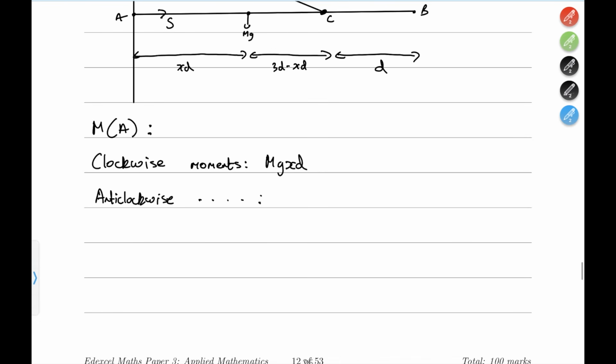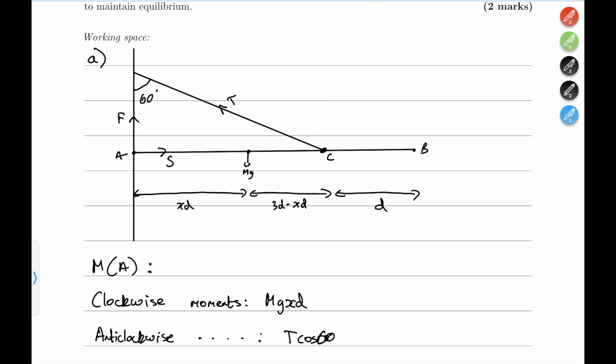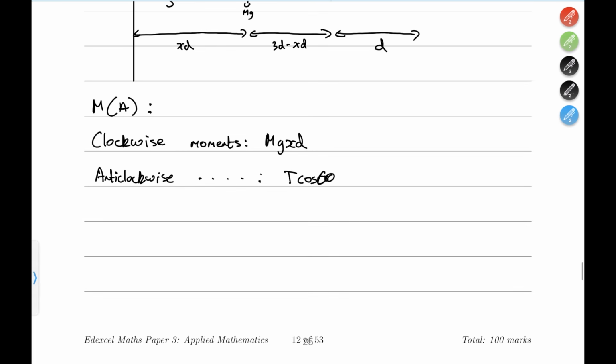So we're going to use T cos 60, because that gives the vertical component of the tension. Okay, T cos 60, and we're going to multiply that by the distance. So C is 3d away from A. So we're going to multiply that by 3d.